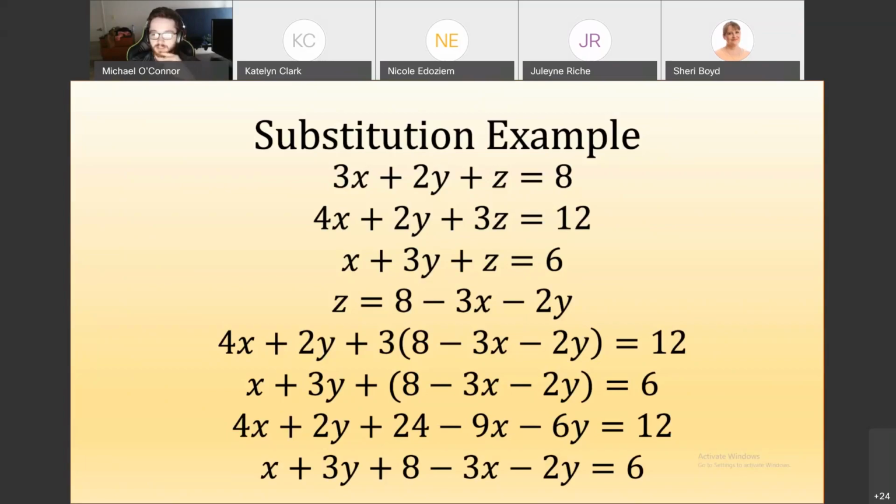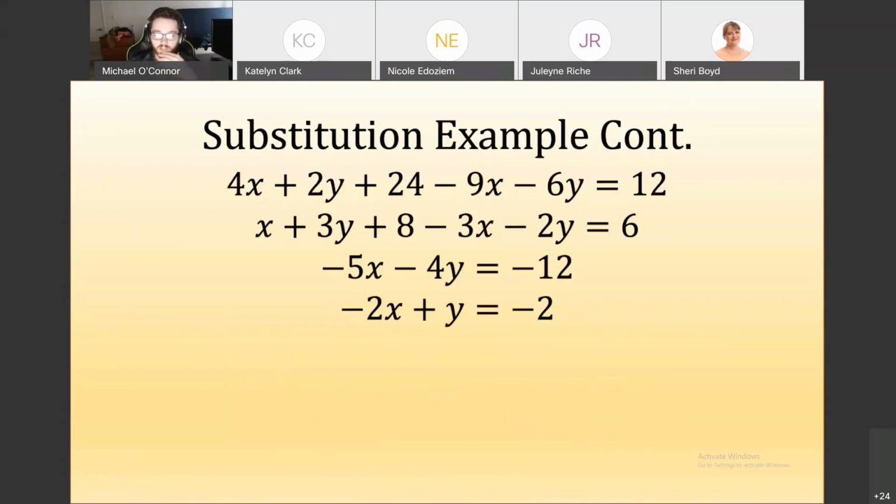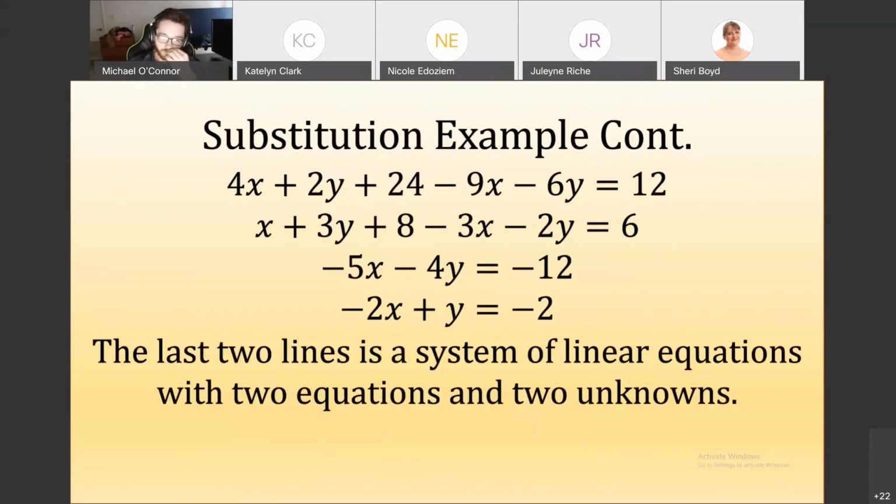So this is the same example, just continued. Right now I'm just combining like terms to get it in the form of a system of equations with two variables and two unknowns. So we have all x's and y's for this top one and all x's and y's for the second one. If you go through and solve, it'd be negative 5x minus 4y equals negative 12, and then negative 2x plus y equals negative 2. And the last two lines are just a system of linear equations with two equations and two unknowns.